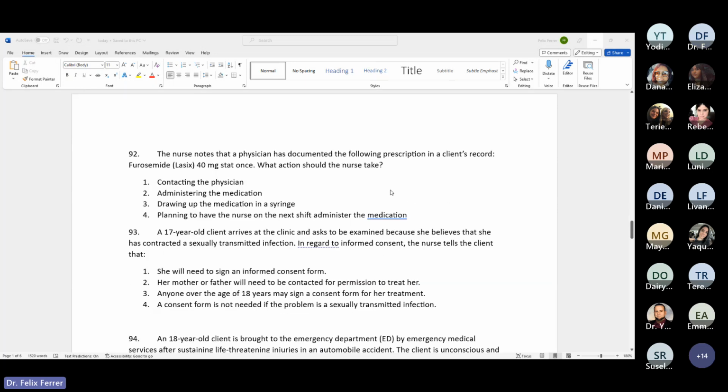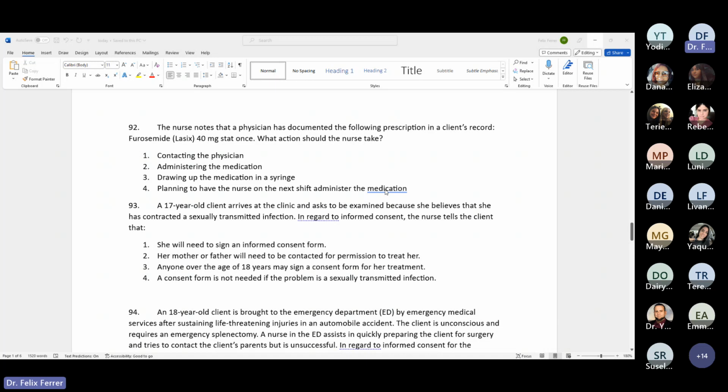Okay, really good. Now, the nurse knows that a physician has documented the following prescription in a client's record: furosemide, Lasix 40 milligram stat once. What action should the nurse take? Contacting the physician. Really good. Yeah, it's amazing.